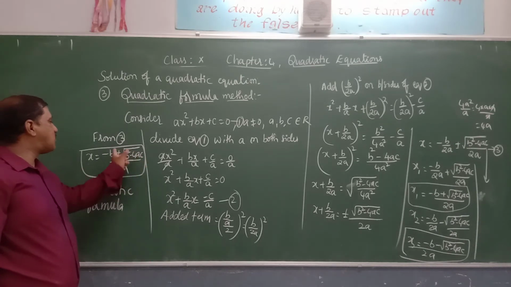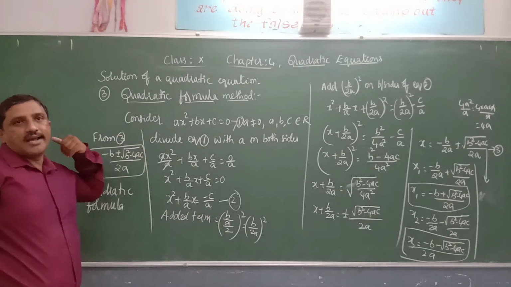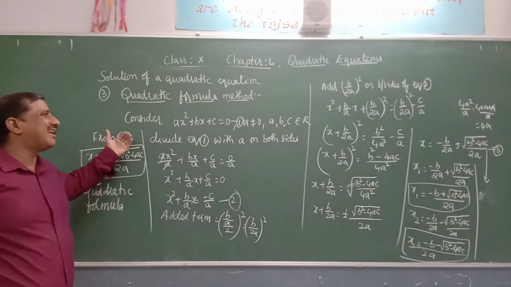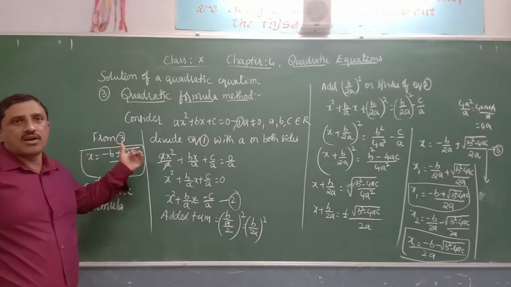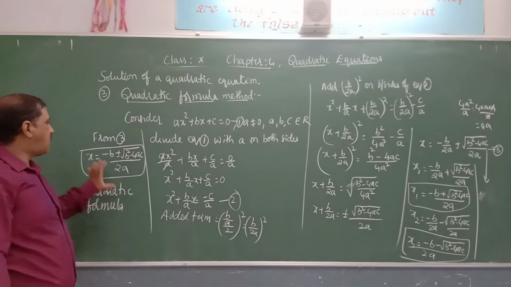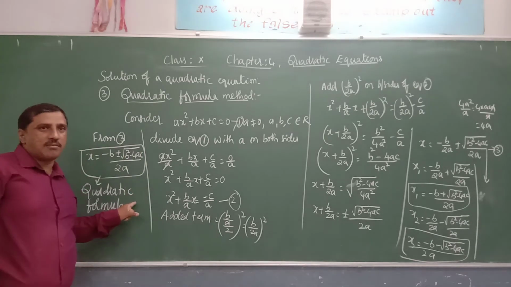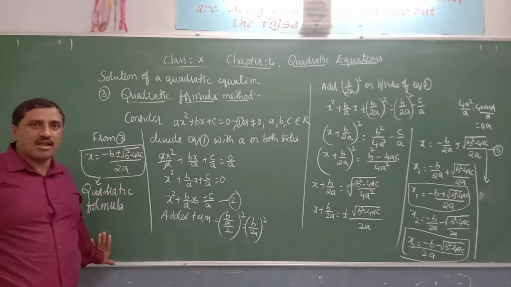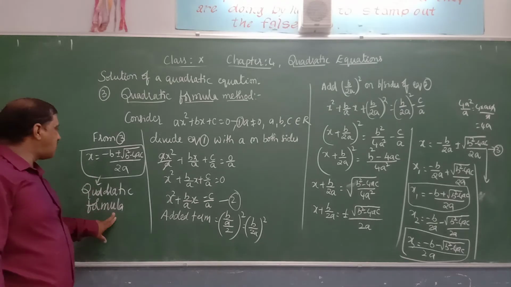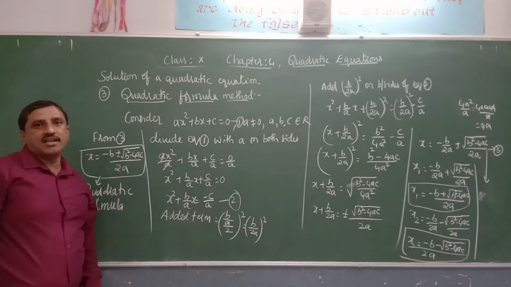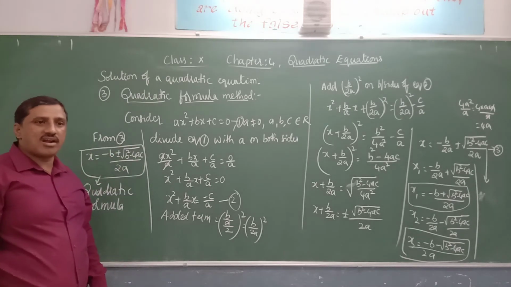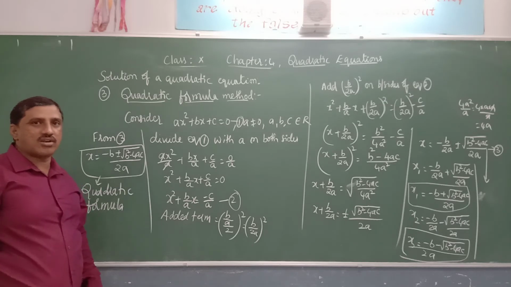If this value b square minus 4ac is 0 or greater than 0, real roots will exist. Otherwise, no real roots will exist. Now, I think you understand the quadratic formula and how we derived it. Is it clear? Now, using this quadratic formula, we will find the solutions of the given quadratic equations. Is it clear, children? Yes.